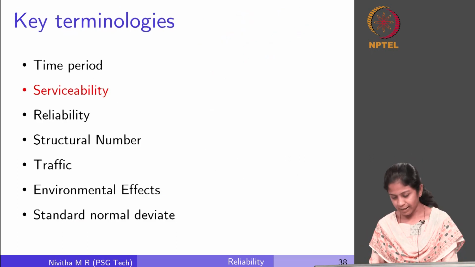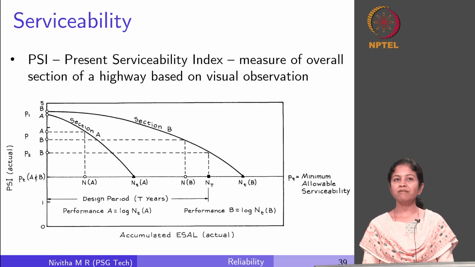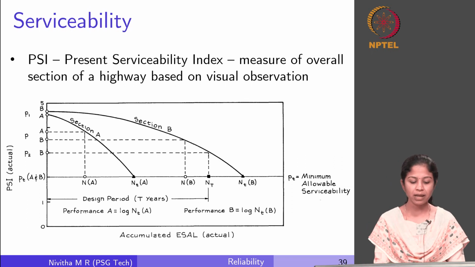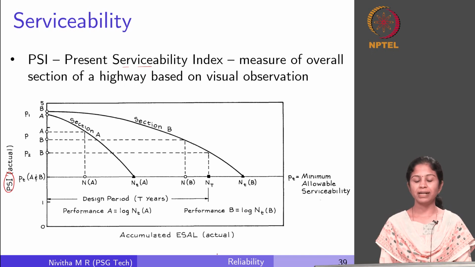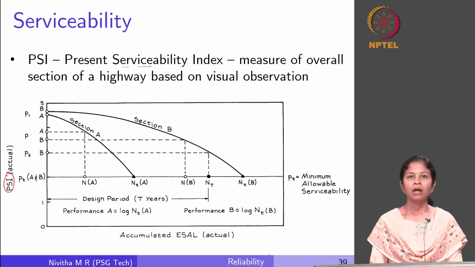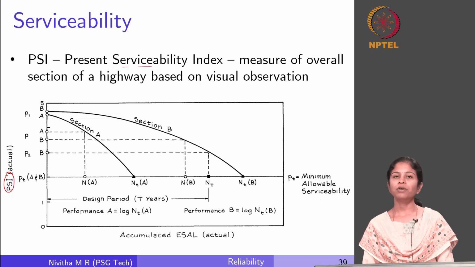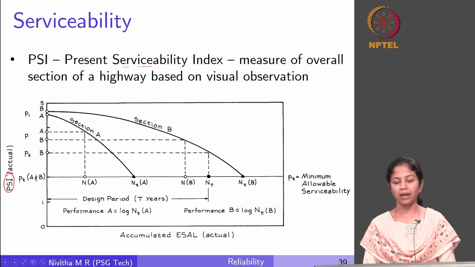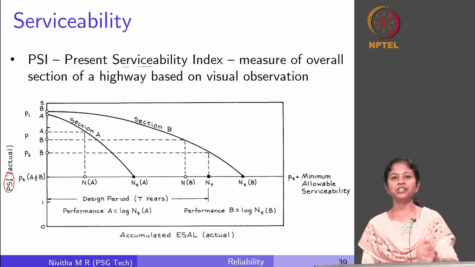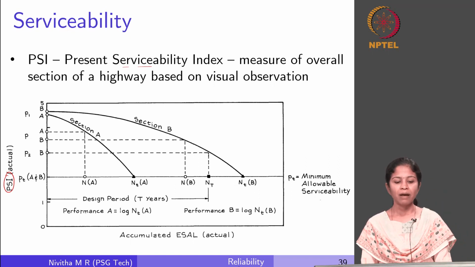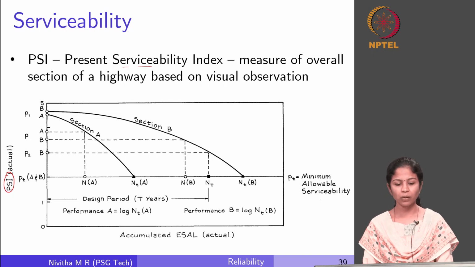Now what is this serviceability level? So the serviceability is usually expressed in terms of PSI. This is nothing but a present serviceability index. Let us first define what serviceability index is, then we will move on to this picture here. So this serviceability index is a measure of overall condition of a highway based on visual observation. So I look at the highway, right, and then I observe what is the condition of the highway. So by mere visual observation, I give a number to the condition of highway, right. So that number is called present serviceability index. Okay, so it is a measure of the overall condition of a highway.